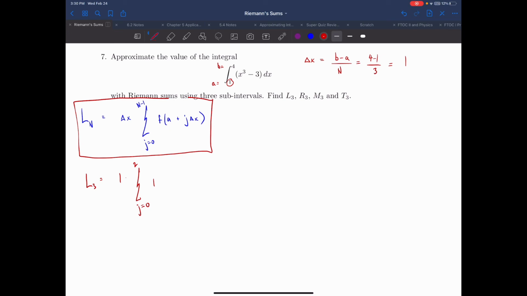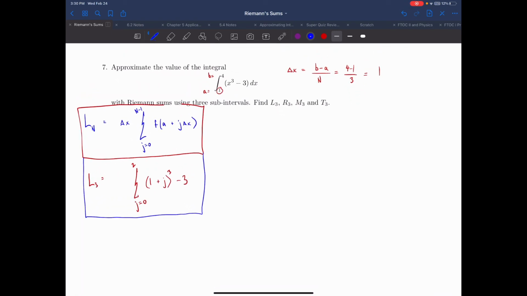So j, so that's a plus j. Delta x is 1. And so we're going to cube this and subtract 3. I'm going to clean up that, taking that 1 away. This would represent the sum here. I don't expect a lot of you to understand the summation notation yet, but I'm going to keep talking about it.